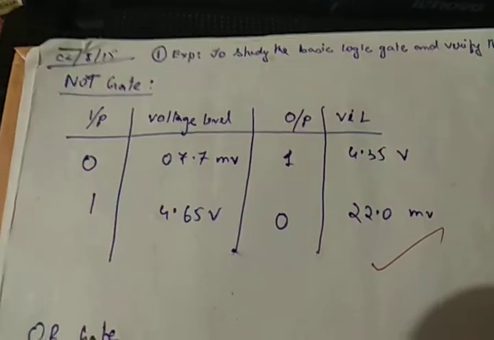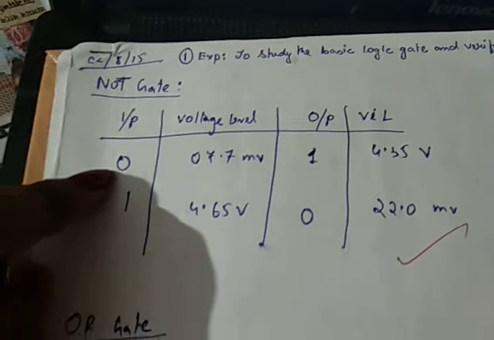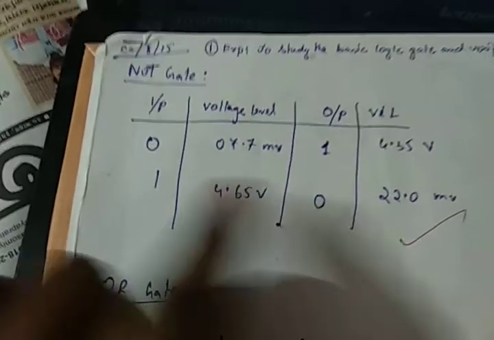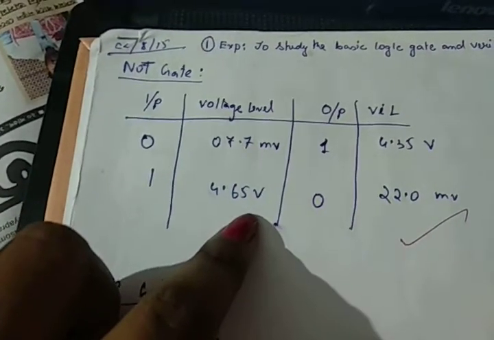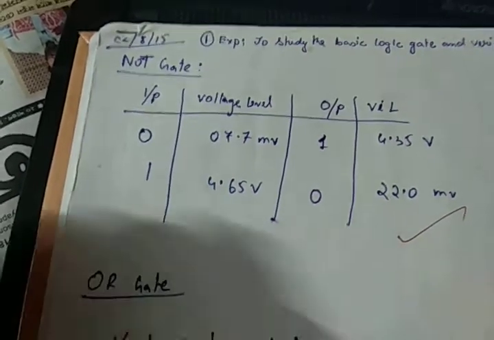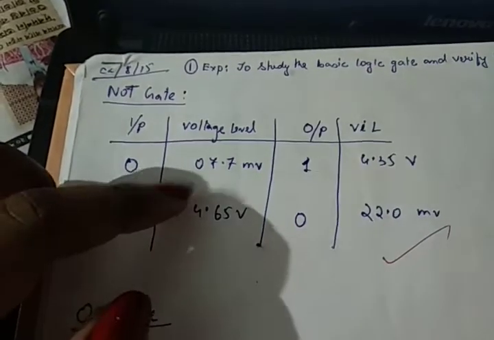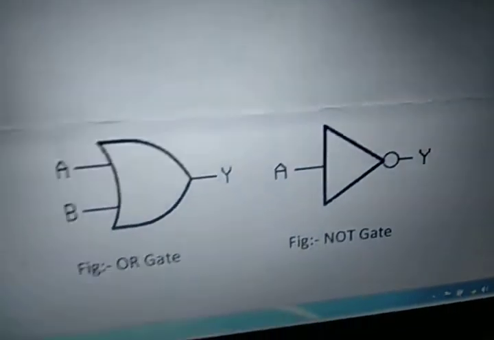This is the experimental result of the NOT gate. According to the NOT gate, when we apply 0, the complement of 0 is 1, so the output will show 1. When it is 1, then it will be 0. For each and every step, there must be some voltage level. That voltage level we have to measure using a voltmeter and note it down. So that means this circuit is okay for the NOT gate.